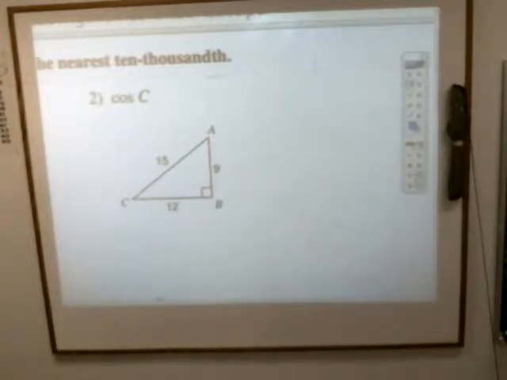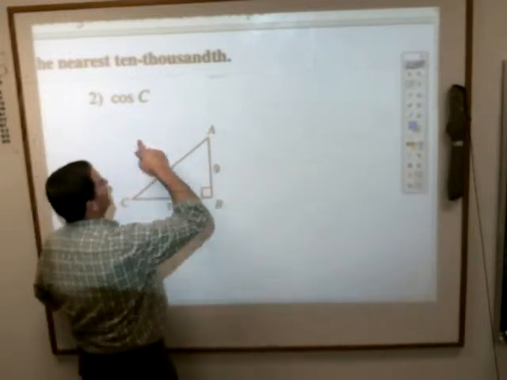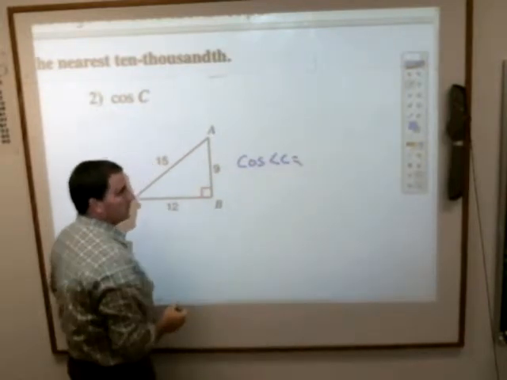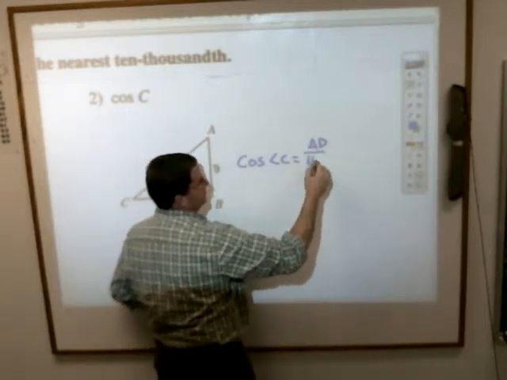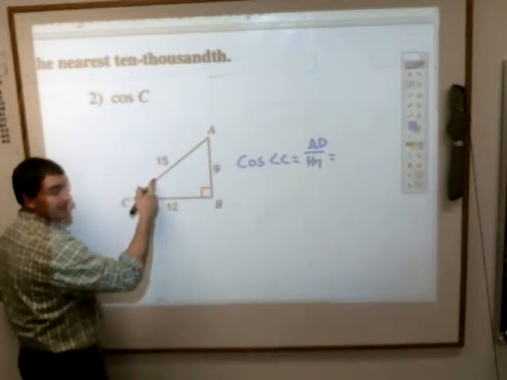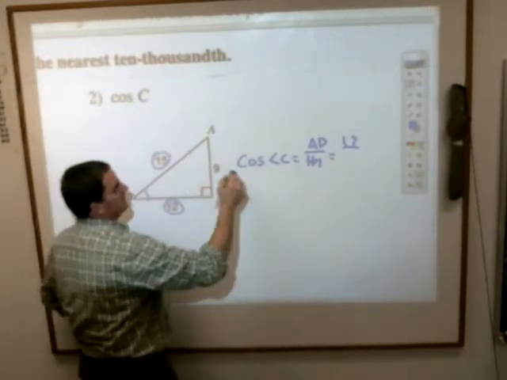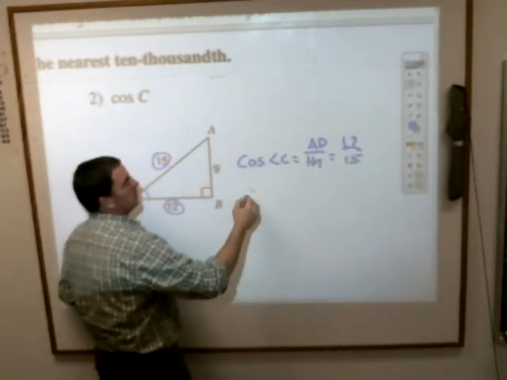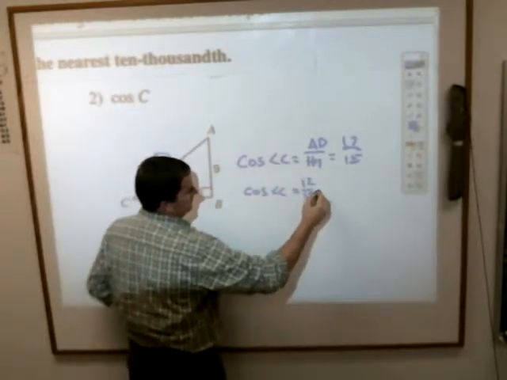Okay, so on your paper, this is what we would see. First thing you write down is you're looking for the cosine of angle C, and you know that cosine is adjacent over hypotenuse. You know the adjacent side of angle C, not this side because that's the hypotenuse, adjacent has to be 12 over the hypotenuse, which is 15.